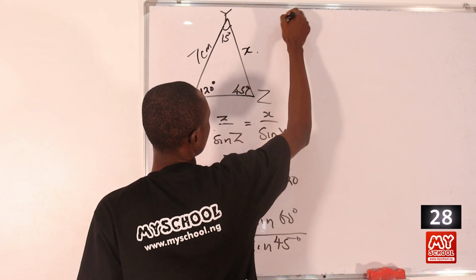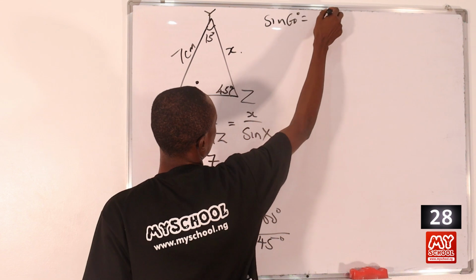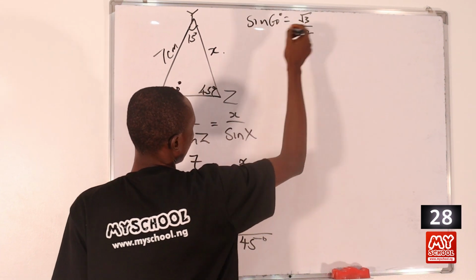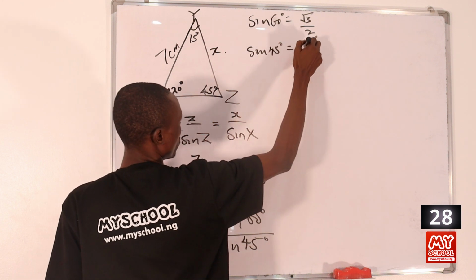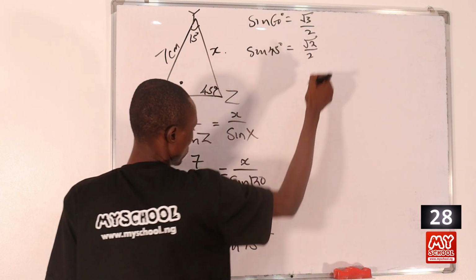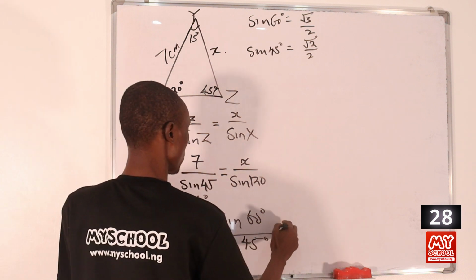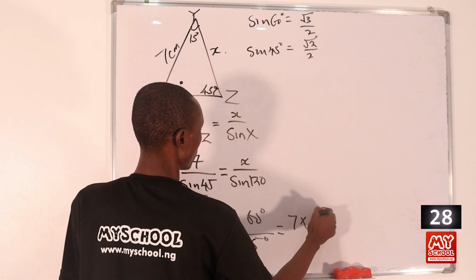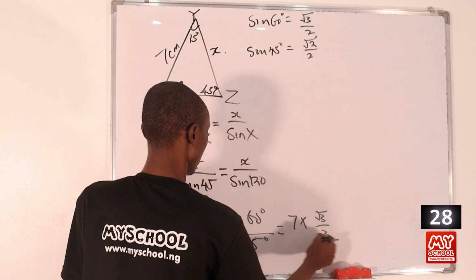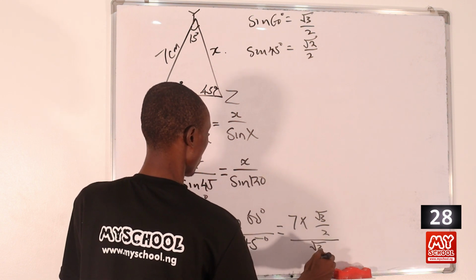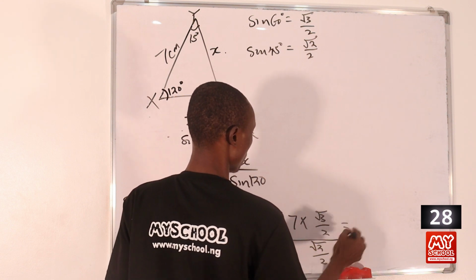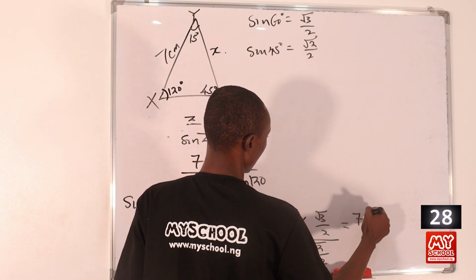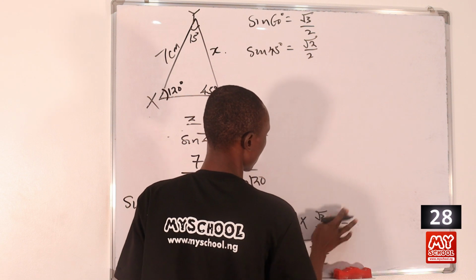Remember that 60 degrees and 45 degrees are special angles. So sine 60 degrees is equals to root 3 all over 2, and sine 45 degrees is equals to root 2 all over 2. So we just substitute. Here we'll be having 7 times root 3 all over 2 divided by root 2 all over 2.